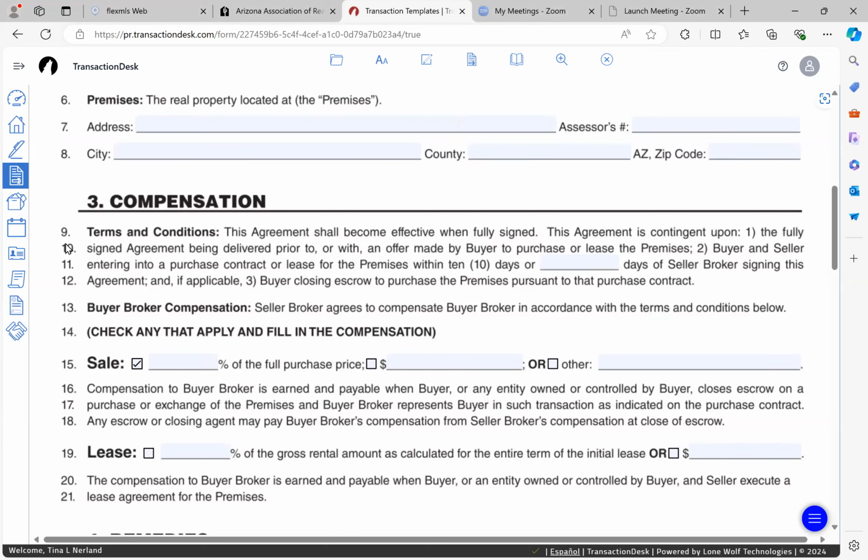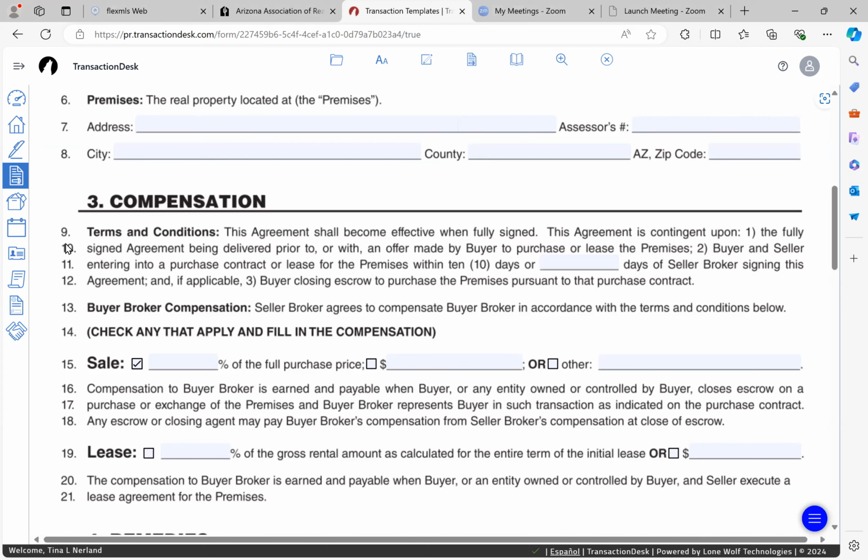Buyer and seller entering into a purchase contract or lease for the premises within 10 days, or you can always extend that if your client maybe is out of town and they can't get back. Something, extending those days, you can put it in. You can even shorten it. Days of the seller broker signing this agreement, and if applicable, buyer closing escrow to purchase the premises pursuant to that purchase contract.